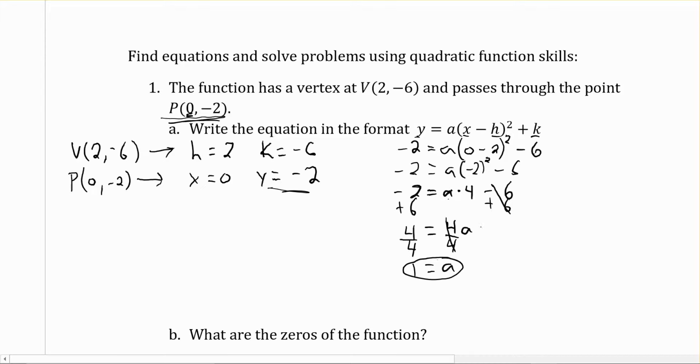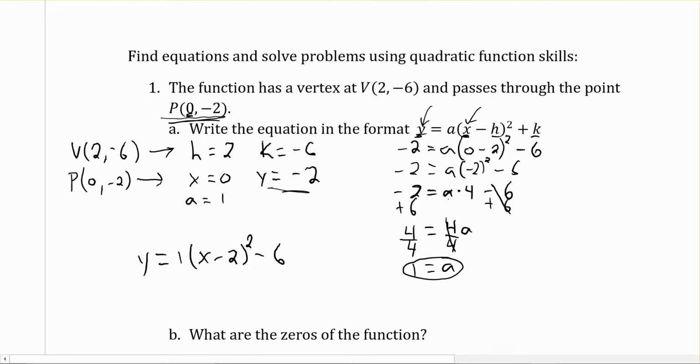So all we've got to do is plug in everything but the y and the x. For this to be a normal equation, we don't put numbers in place of y and x. We leave those as just y and x, but put in the numbers that we know for everything else. a is equal to 1. So y is equal to 1, since a was 1, times (x minus h, which was 2) squared, and then k was -6, so minus 6. And there's our equation. That's the formula for this function.